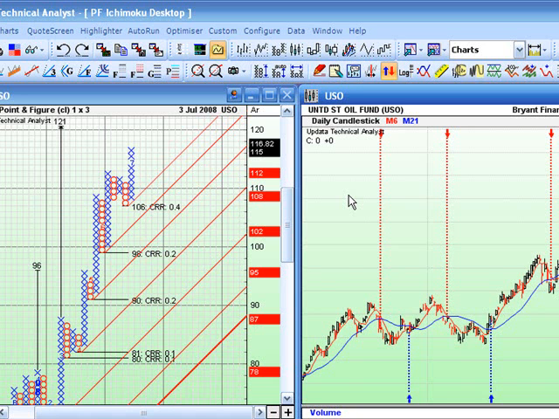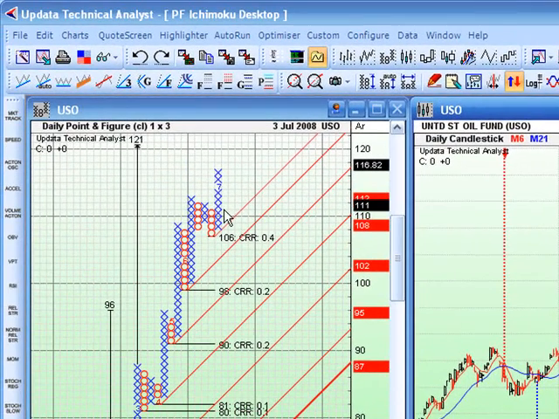Now, the point and figure method is really an easy method to read, and that's the method that I use over here. Basically, a column of X's is rising price, and a column of O's would be declining price, and it's always read the most current price information is going to be in the rightmost column. So we are currently rising in price. The point and figure method, you can look over here, it has an up arrow with 121.